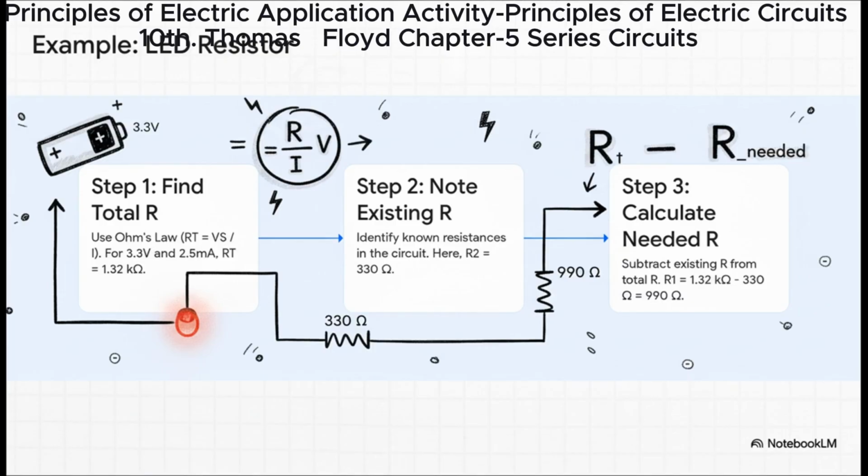But what if, as you see in step two, there's already a 330 ohm resistor in there? No problem. In step three, we just subtract what we have from what we need. And that tells us we have to add a 990 ohm resistor in series to hit our target current. See, we're not just analyzing, we're building.